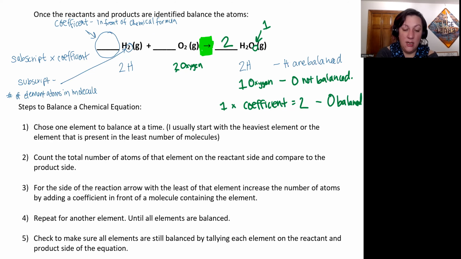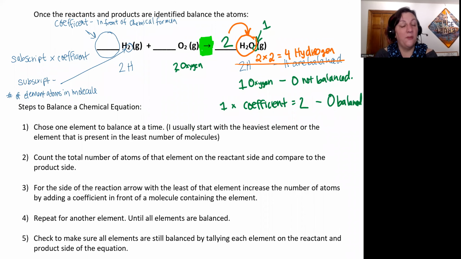Looking at this though, now my hydrogen are no longer balanced. So when I put that 2 in front, this 2 applies to the whole water molecule. So now I have not 2 hydrogen, but I have 2 times the subscript. I have 4 hydrogen. So with 4 on the product side and still only 2 on the reactant side, that's not going to work.